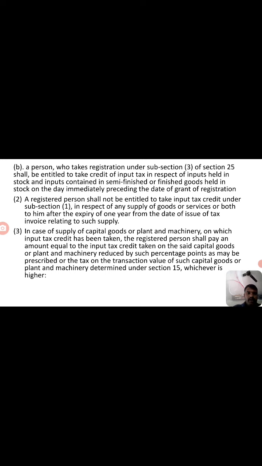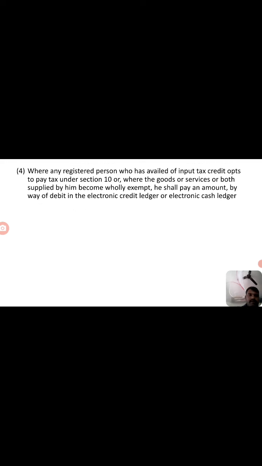In case of supply of capital goods or plant and machinery on which input tax credit has been taken, the registered person shall pay an amount equal to the input tax credit taken on the said capital goods or plant and machinery, reduced by such percentage points as may be prescribed, or the tax on the transaction value of such capital goods or plant and machinery determined under section 15, whichever is higher, which we have to consider.